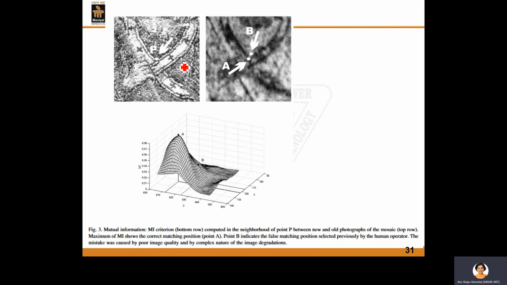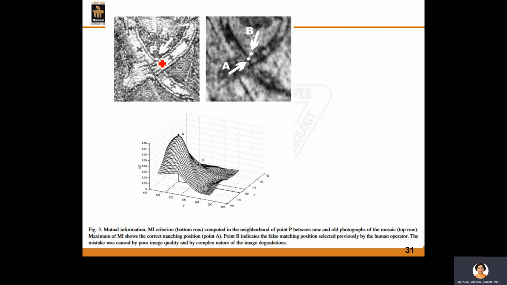Now, when I'm trying to find out the mutual information of these two images, what I basically do is find the entropy of each of the individual images, and then subtract the mutual entropy between the two images, right? Let's see how the results would look.